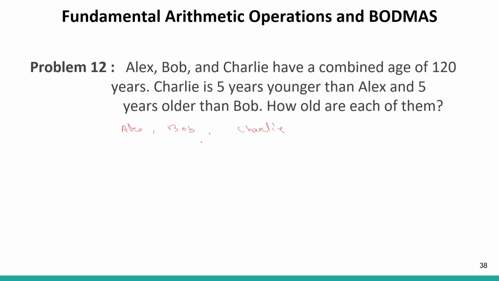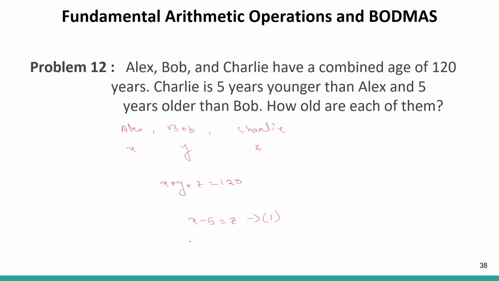Let Alex's age be x, Bob's age be y, and Charlie's age be z. So their combined age x plus y plus z is equal to 120, and Charlie is 5 years younger than Alex. So x minus 5 is equal to z. First relation. Charlie is 5 years younger than Alex and 5 years older than Bob.